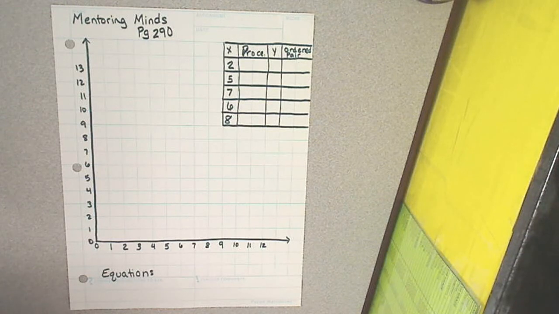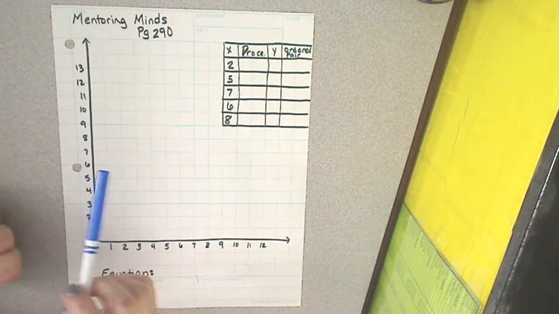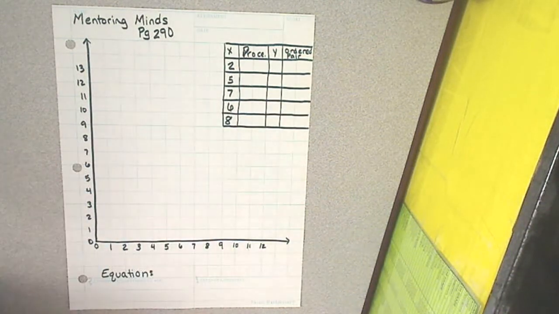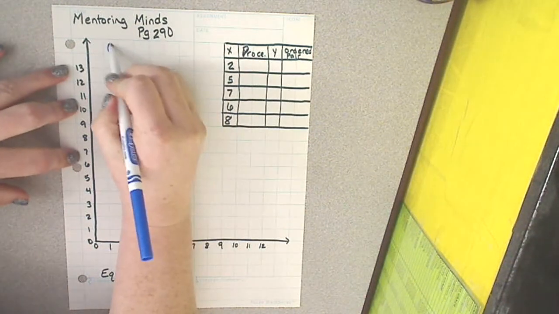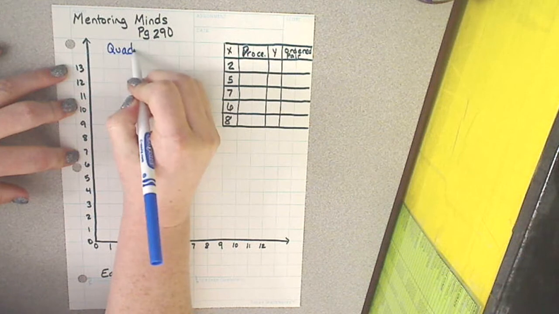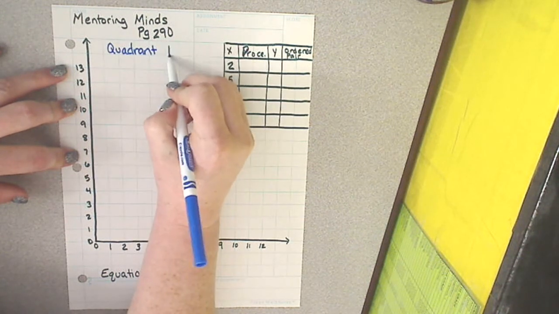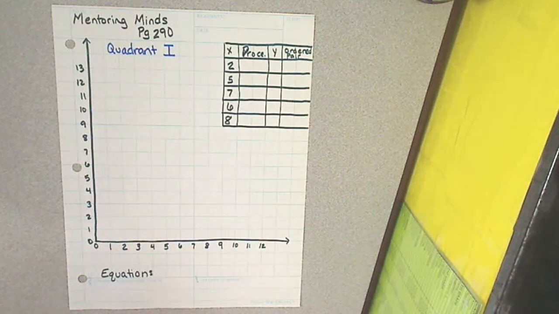So, if we're looking at page 290, at the very top problem, it gives you a coordinate plane. And again, this is quadrant 1. We're only looking at quadrant 1 in 5th grade. You'll learn that later on, there are actually 4 quadrant planes.